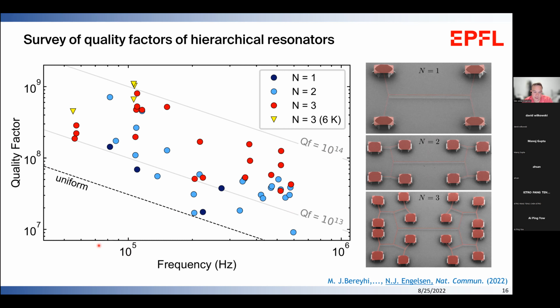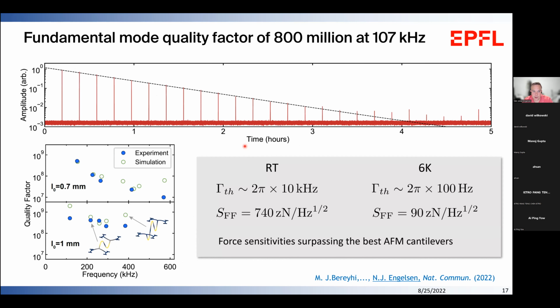That would be completely inaccessible for a phononic crystal, for example, because to make a phononic crystal at this frequency, you would have to make your device maybe some tens of millimeters in spatial extent. And with the low thickness of 20 nanometers that we use here, that would be very difficult to fabricate. For the best device, we have a fundamental mode quality factor of about 800 million at 107 kilohertz. You can see here a 4-hour ring down of this mode, where we have these brief strobes where we turn the light on to quickly measure the vibrational amplitude at different times.